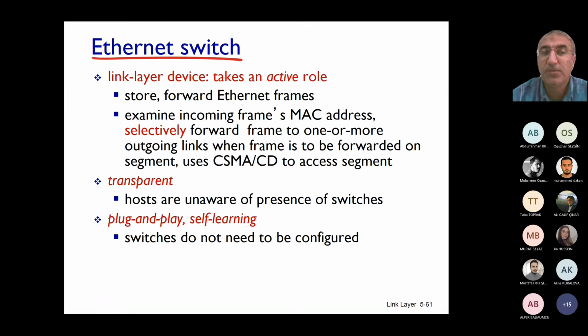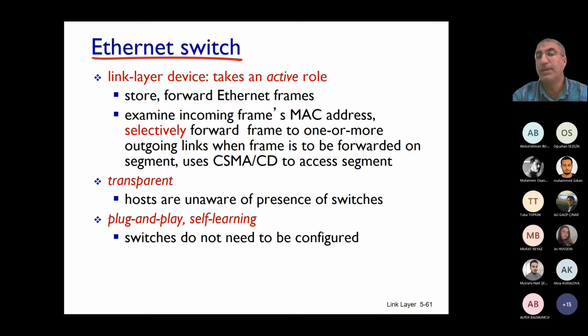Okay, let's look at the Ethernet switch, which is a link layer device. Remember, we have the router at the network layer. And this Ethernet switch is a link layer device, and it can take an active role. So what does it do? It stores and forwards the Ethernet frames. How do we achieve this? By examining the incoming frame's MAC address. We look at the incoming frame's MAC address, and we selectively forward the frame to one or more outgoing links.